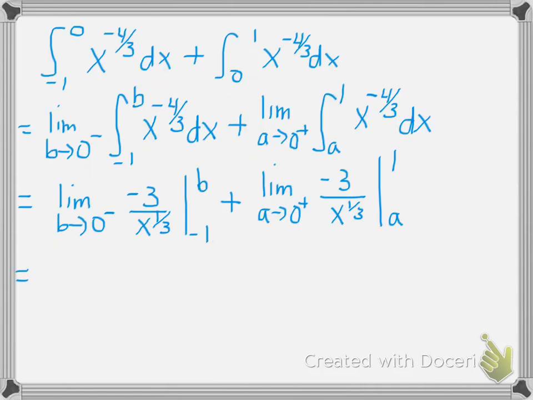Okay, so I just rewrote the right-hand side from the last slide for the sake of space on the board, but you should keep it aligned on your paper. And so again, we have the integral from -1 to 0 of x to the -4/3 dx plus the integral from 0 to 1 of x to the -4/3 dx.